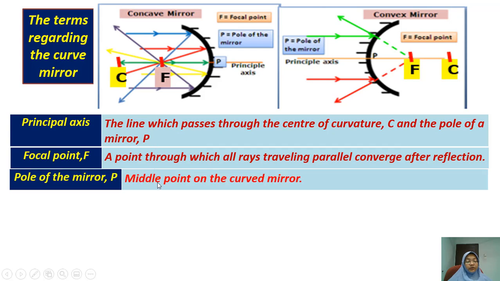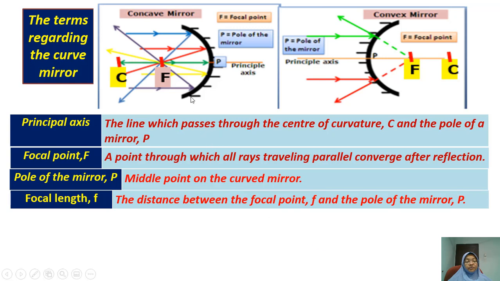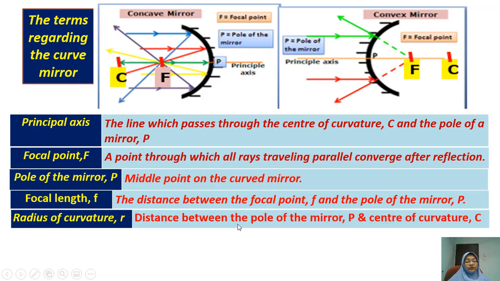Pole of the mirror. So this is the pole of the mirror, the middle point on the curved mirror, whether convex or concave. Focal length is the distance between the focal point and the pole of the mirror. Radius of curvature is the distance between C and the pole of the mirror. Okay, so F will be half of the radius of curvature.